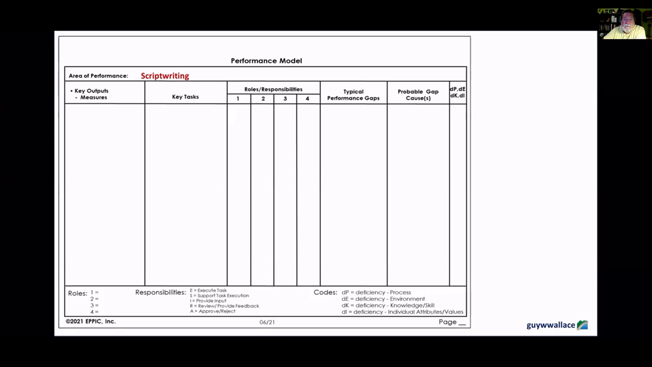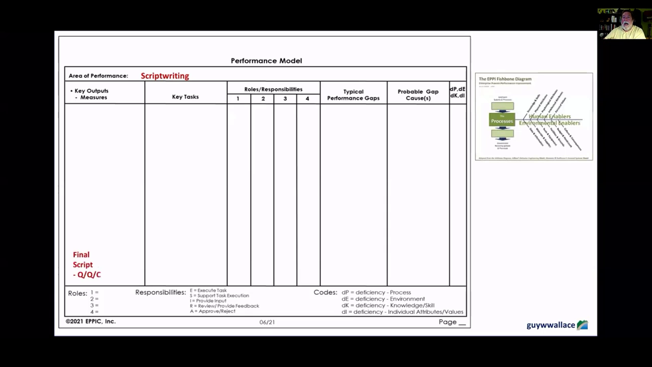But anyway, this area of performance is script writing. I always like to start with, well, what's the final output? How do you know you're done with script writing? Yes, there's a whole bunch of steps. You do this, you do that. But how do we know that we're done? Well, Guy, we produce a final script. And the measures of it are quality, quantity, and cost, or better, faster, cheaper, or whatever the specifics are. So this is just a quick demo here. It's the final script.